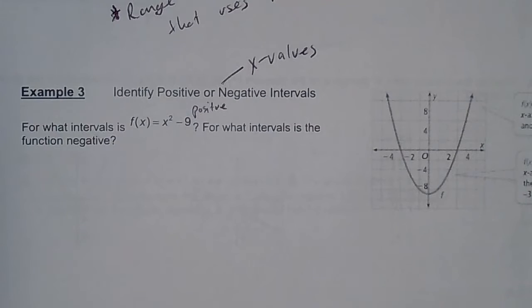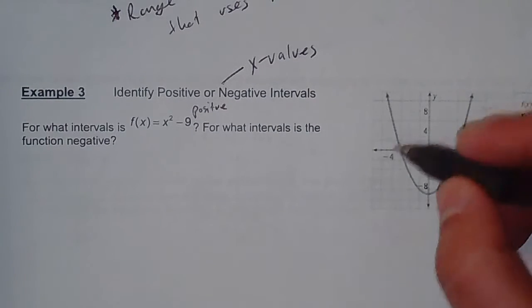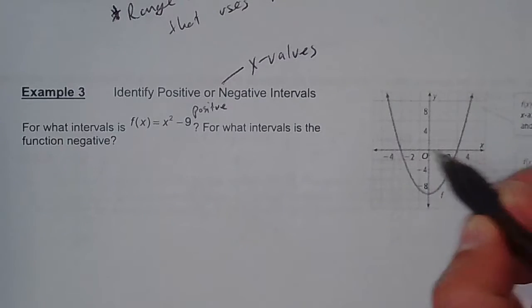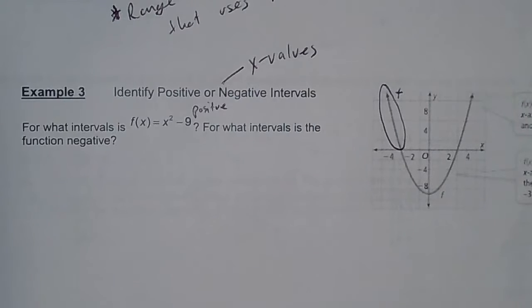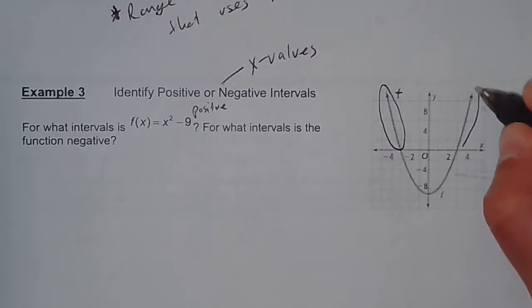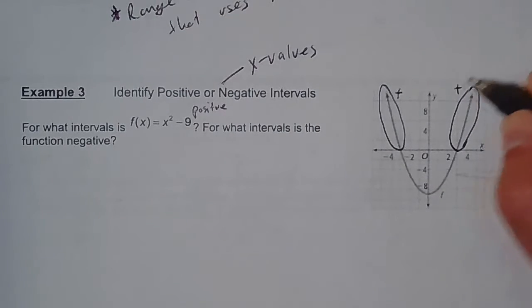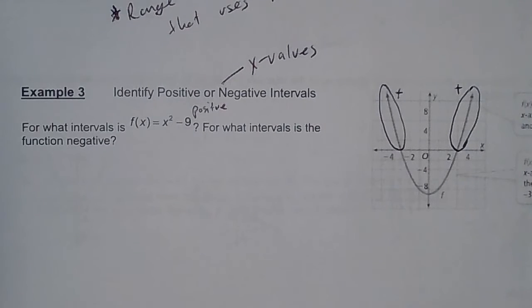All right, so what does positive and negative mean? Positive and negative means when is the graph above the x-axis? So in this case, here's our x-axis. So this part of the graph right here is considered positive with a little plus sign. And this part of the graph would be considered positive because those two sections are both above the x-axis. That's what it means to be positive.